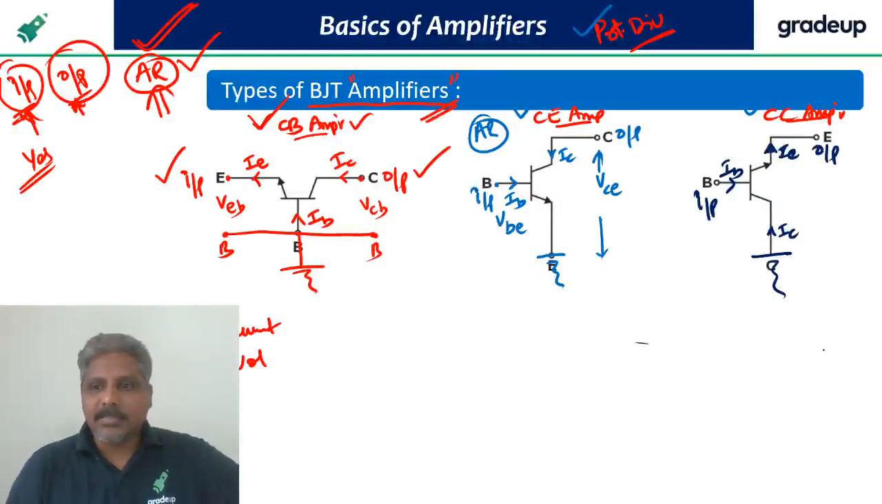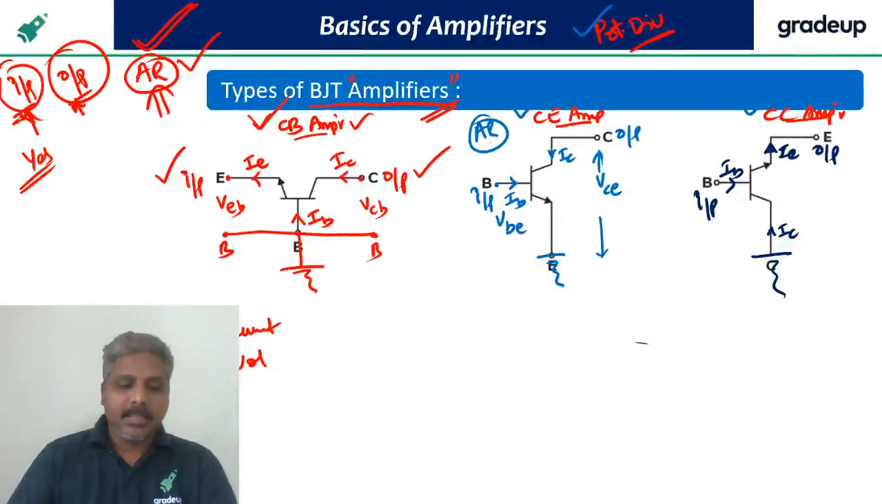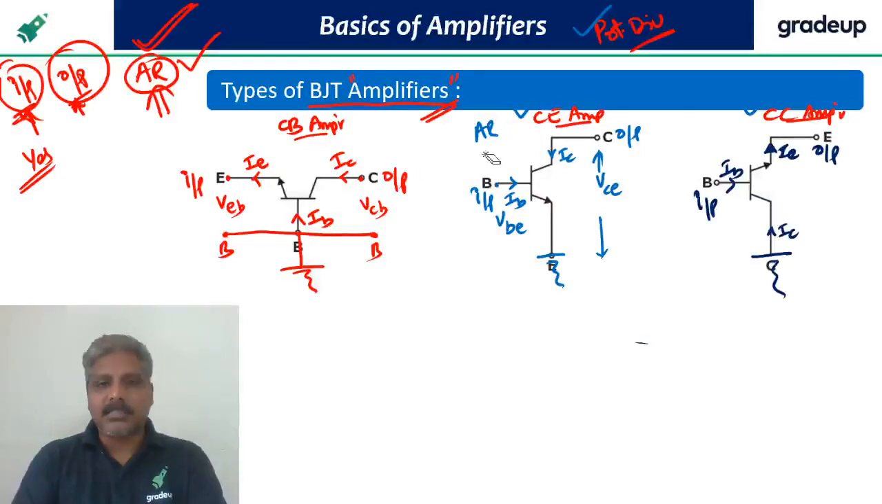So we have three types of amplifiers for a BJT. Out of these three types, CB, CE or CC depends on where you give the input and where you take the output. Is it clear? If it is clear, I am going to ask you some questions. You should not see the screen and you have to tell me the answers.